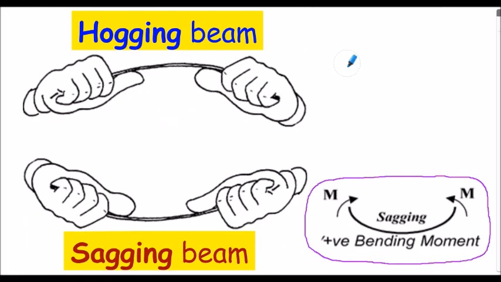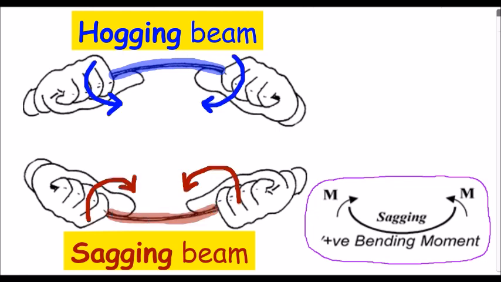Just note for your reference these two types of beam shape shown here. Here's an illustration of a hogging beam and of a sagging beam. And it's a sagging beam that denotes positive bending moment.